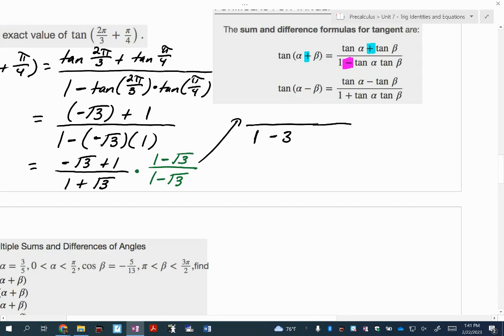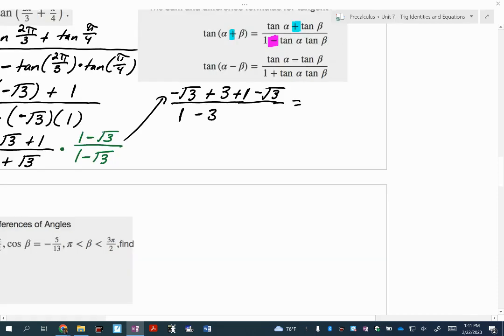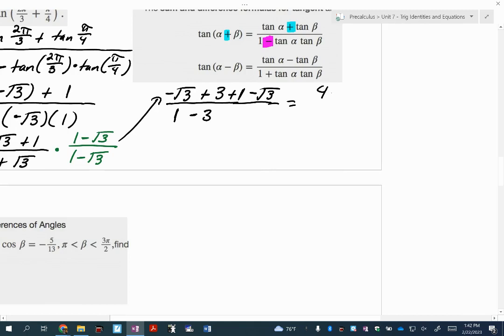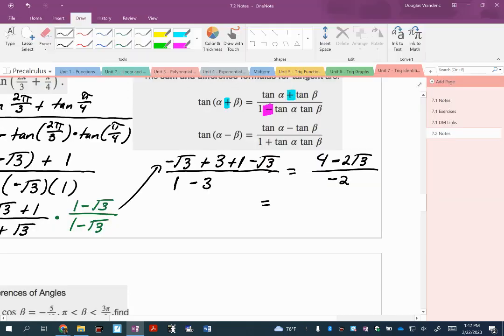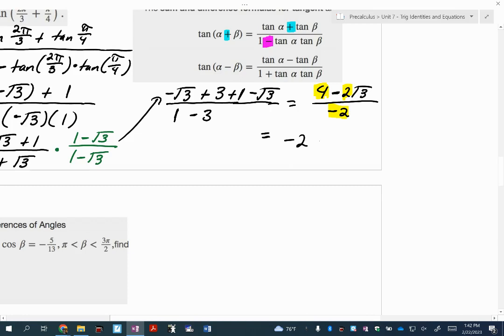And in the numerator, I'll distribute that whole thing out for you. The opposite of the square root of 3 times 1, which is the opposite of the square root of 3. The opposite of the square root of 3 times the opposite of the square root of 3, which is plus 3. 1 times 1, which is 1. And then 1 times the opposite of the square root of 3, which is negative square root of 3. So if I keep going, that's going to be 4 minus 2 times the square root of 3 over negative 2. Again, you could leave it here, or if you notice, these three numbers can all be divided by negative 2. Then my answer is going to be negative 2 plus the square root of 3 over 1.